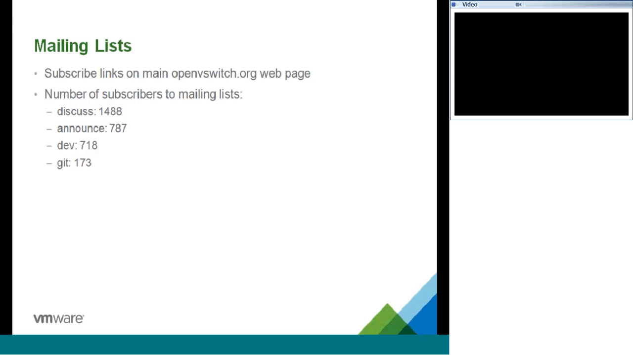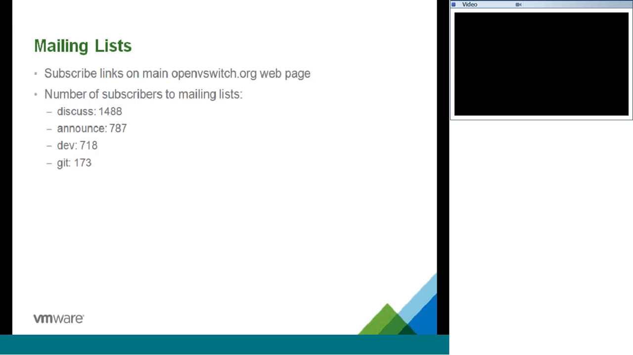All of the development on OBS happens through the mailing list, and the way that you do that is through the vSwitch.org webpage. If you go to the main site, you'll see links for all the different mailing lists. There are 4 of them. There's Discuss, where users go if they have user-level questions about how to use OBS. Announce is where we announce OBS releases or things like the hackathon. Dev is where all the development happens. All the code that goes into OBS is sent to the Dev mailing list, and then it gets reviewed by other people, and then gets acked or nacked, and they decide whether it should go into the code base or not.